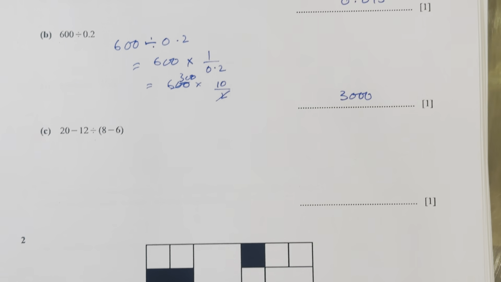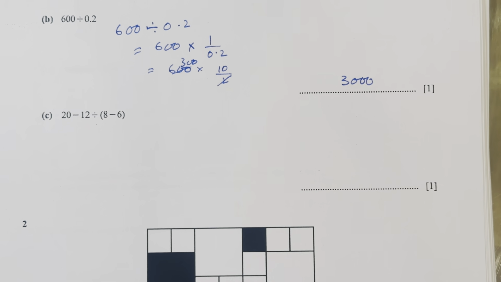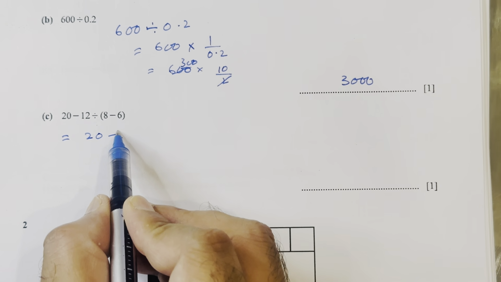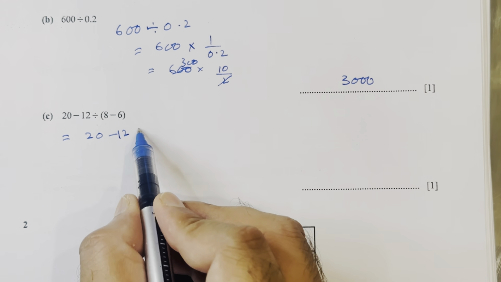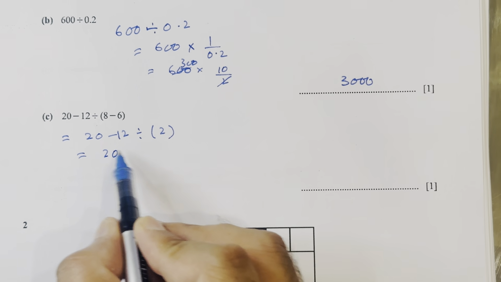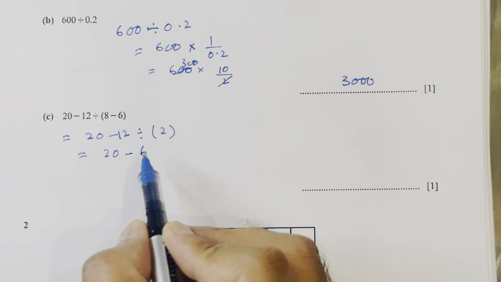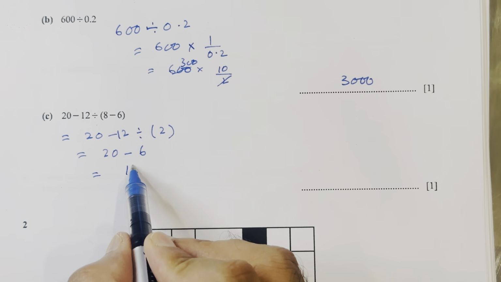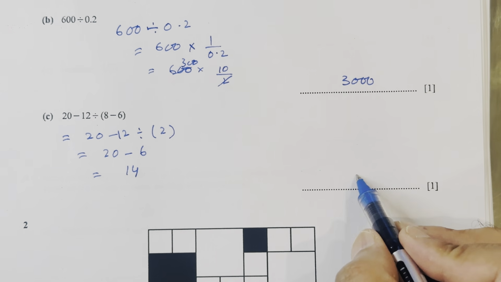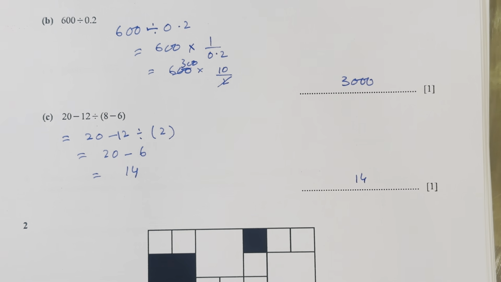Now we will move to question number 1 part C. This is a simple question about math. 20 minus 12 over (8 minus 6). First we solve the bracket. 8 minus 6, the answer is 2. Then 12 divided by 2, the answer is 6. 20 minus 6, the answer would be 14. Now we will move to the next question.